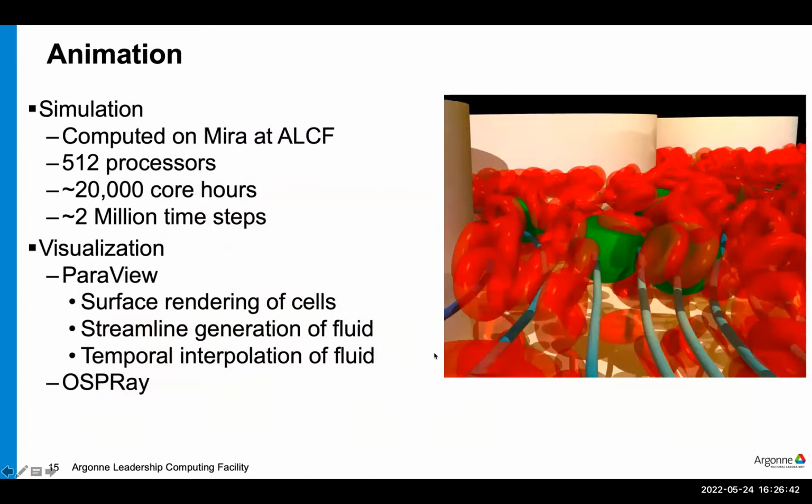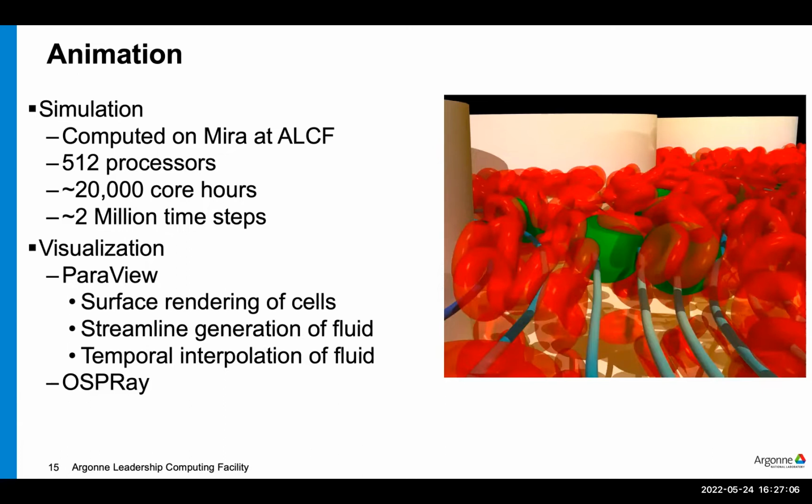So this particular simulation was run some time ago. It was computed on Mira before it was retired. And for visualization, we used ParaView in this case. So it's standard surface rendering for the cell data, and instantaneous streamlines were calculated using the fluid data.